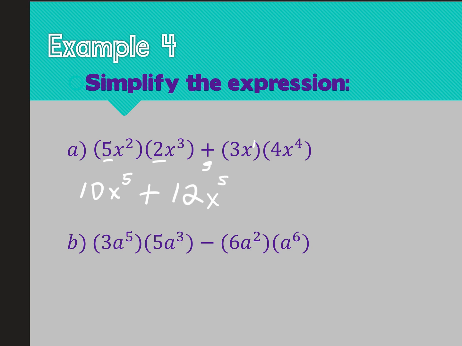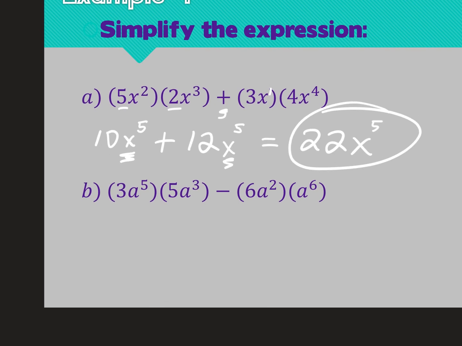So now we look at these two terms. Do these have like terms? Are their variables the same? And yes, they are. X to the fifth, x to the fifth. That means you can combine them. If I have 10 x to the fifths, then I have 12. If I put them together, that gives me 22 x to the fifth. All right, down here, same thing.